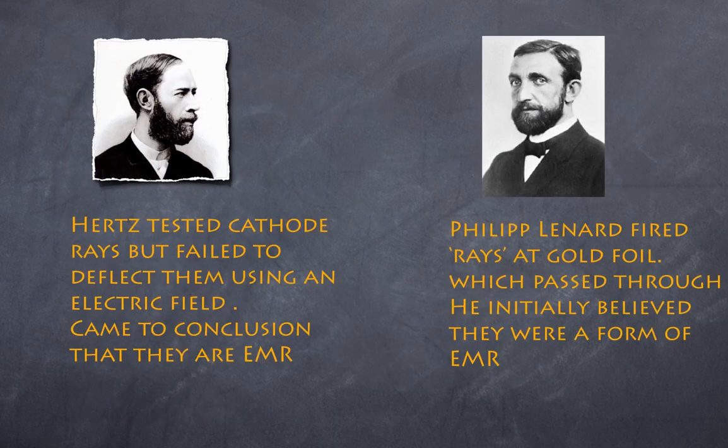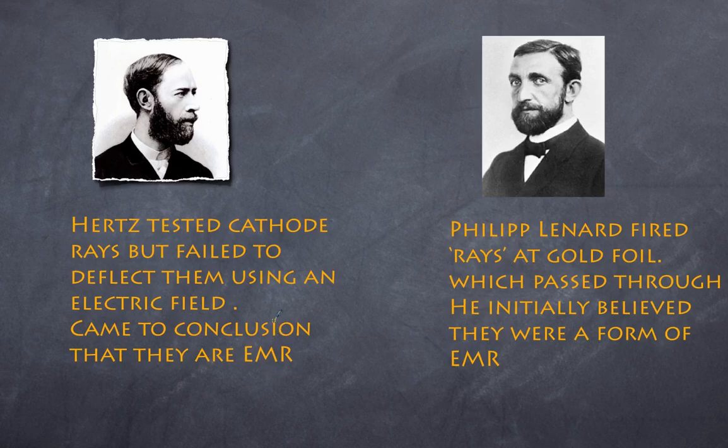And so in the 1880s, other scientists, interestingly enough, on the other side of the English Channel, did similar experiments on the cathode rays, but came to different conclusions. So Heinrich Hertz tested the cathode rays. He surmised that, well, if they are negatively charged particles, then they should be deflected by an electric field. But he failed to deflect them. He did not see any deflection. And so he concluded that they were a form of light. And so he concluded that they are some sort of electromagnetic radiation.